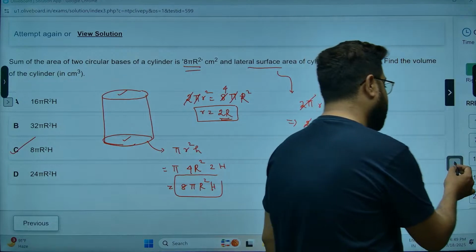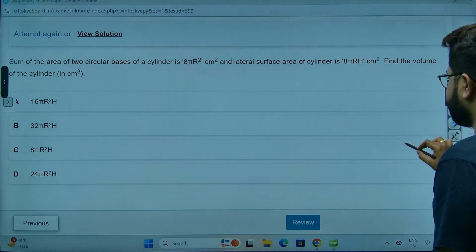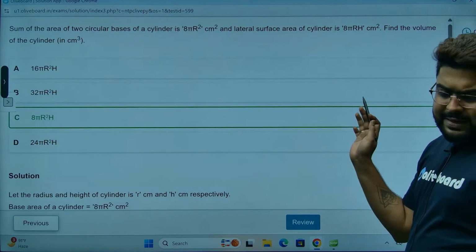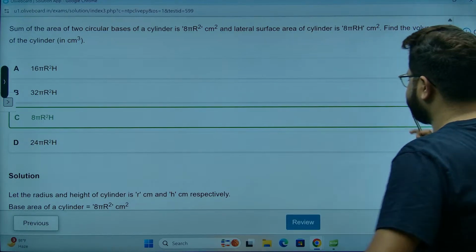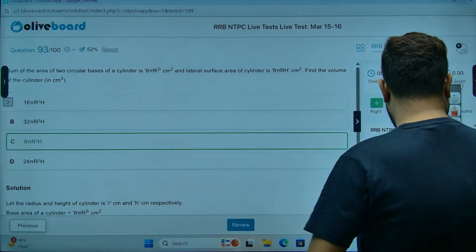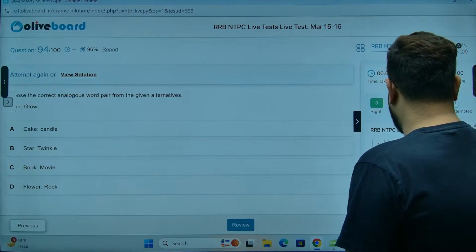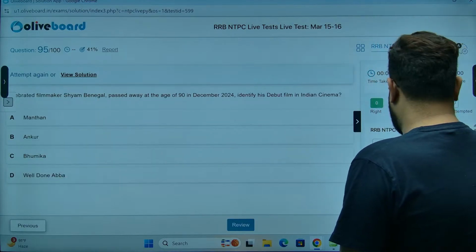Option C. Very simple question. Moving on. I guess we are done.